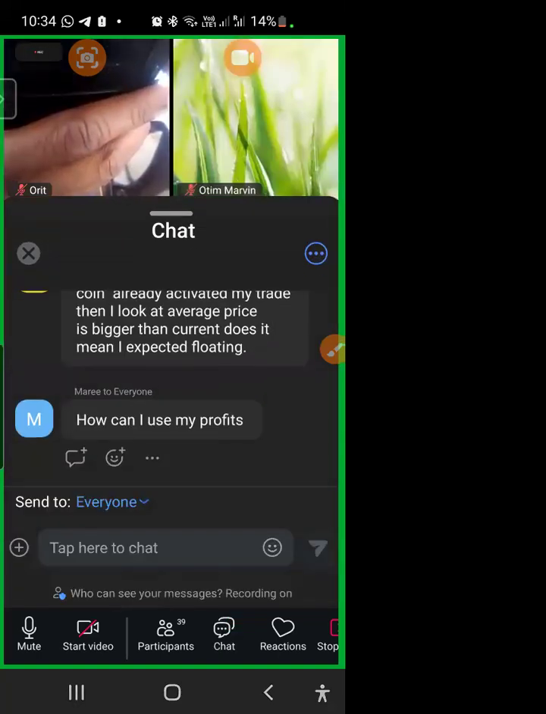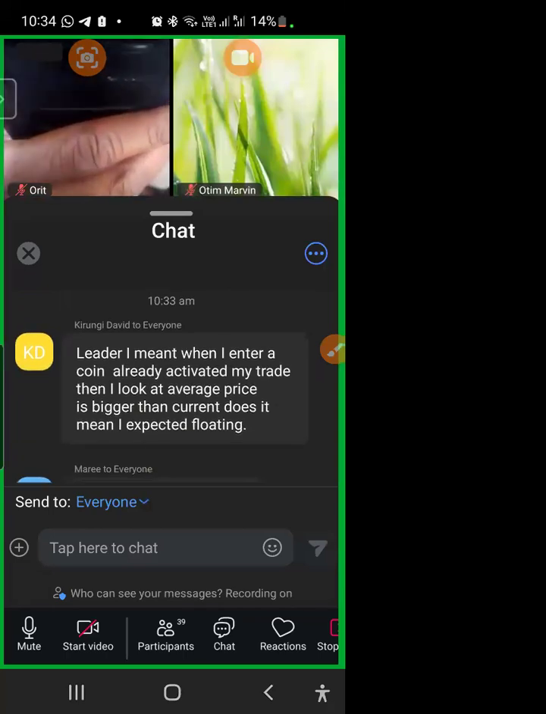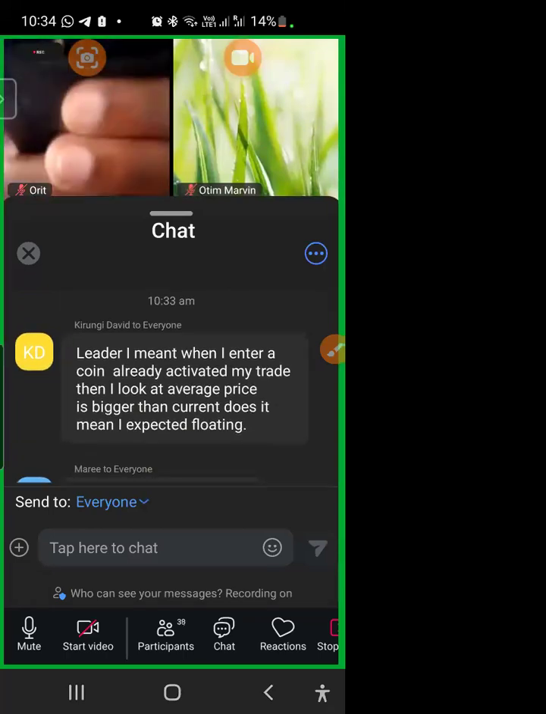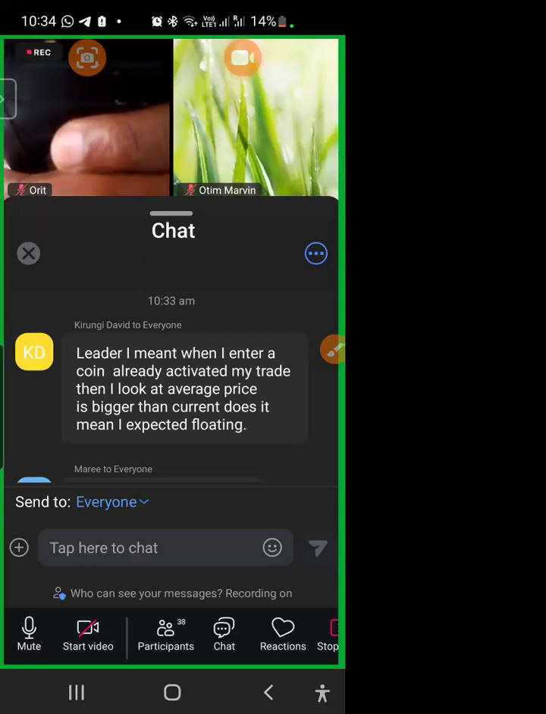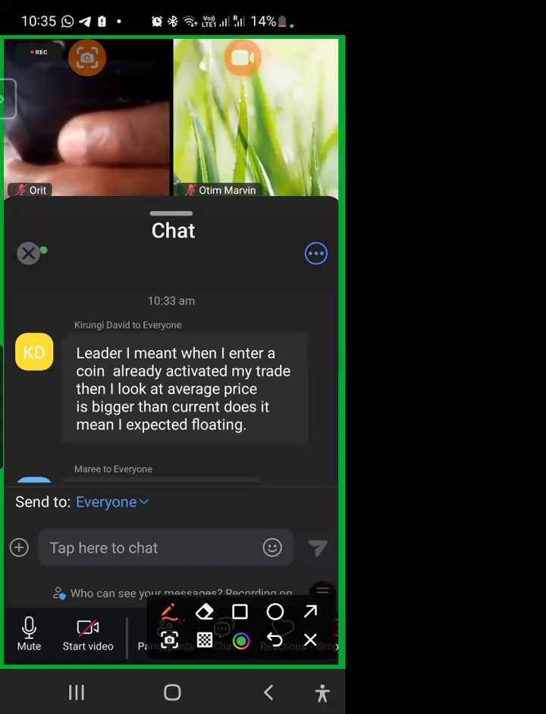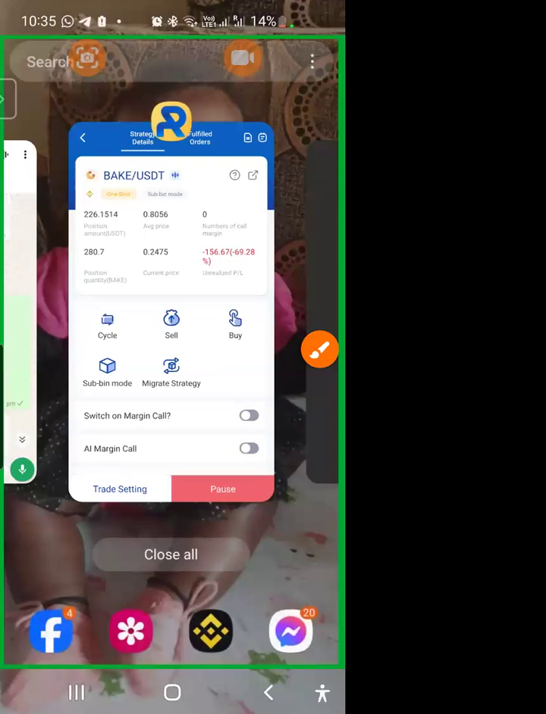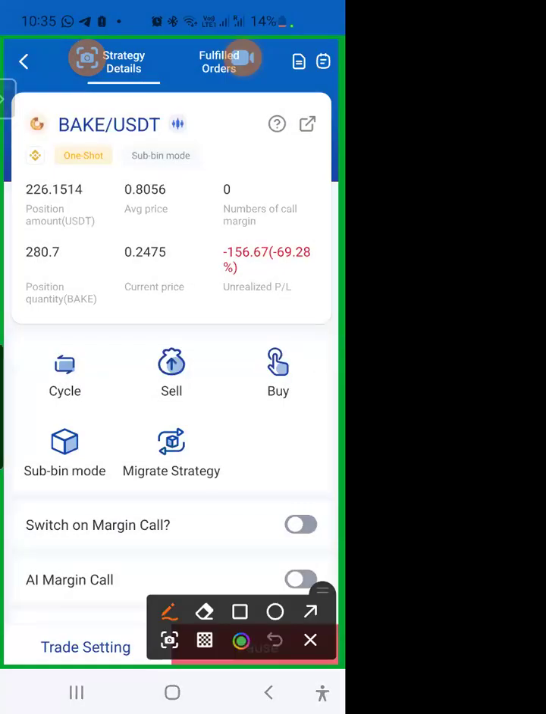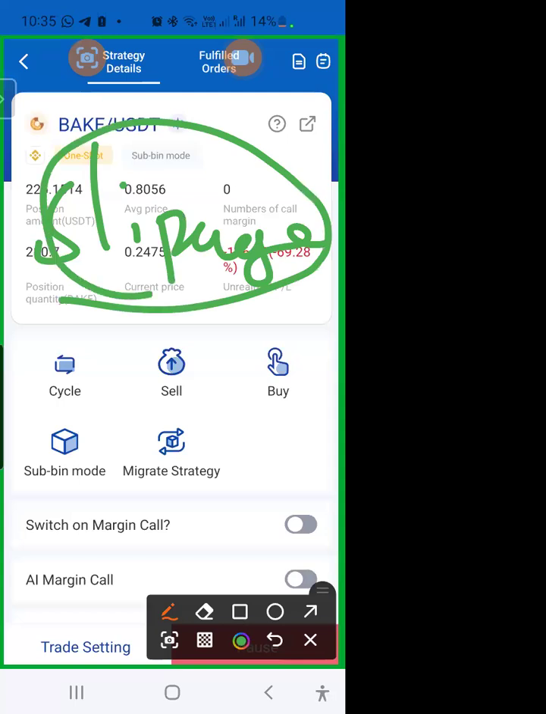How can I use my profits? I mean, when I enter a coin already activated in my trade, I look at the average price and it is bigger than the current price. Does it mean I expected floating loss? No. What you are trying to ask in this business, we call it slippage. Yes, in this business, we call it slippage.